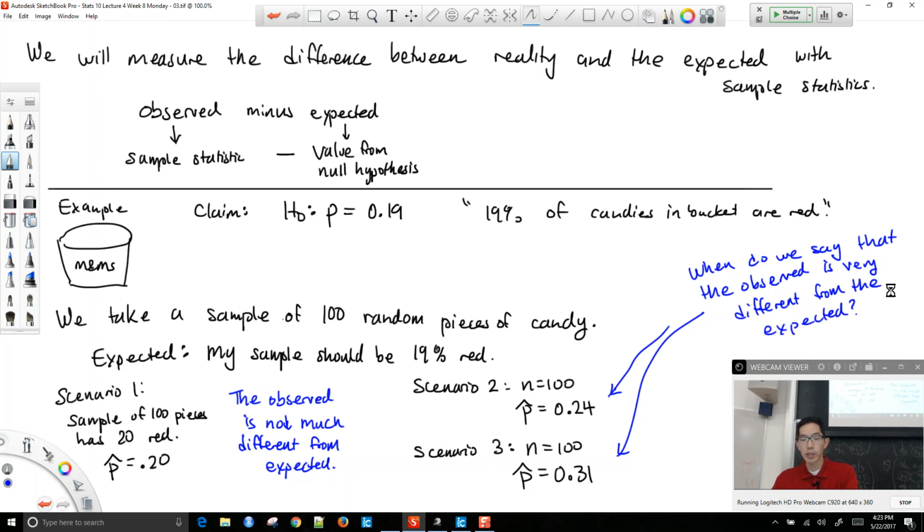Okay, when do we say that the reality was different enough from what I expected for me to doubt the initial assumptions about what to expect? Okay, that's what we want to know.